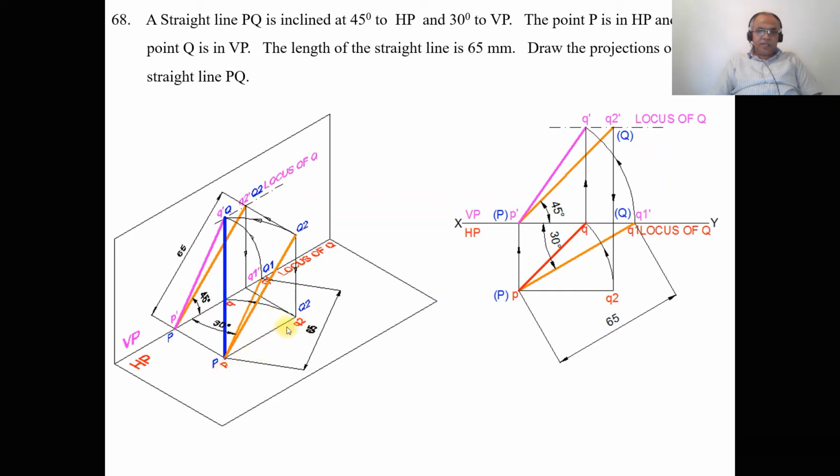So with P as center, taking the radius of PQ2, draw an arc so that it will cut here. So this is the line with P and Q, which will be the top view line, but that line is not visible here because that P and Q, which is the line in space, is hiding this particular top view line. So this is how we can analyze it in 3D.